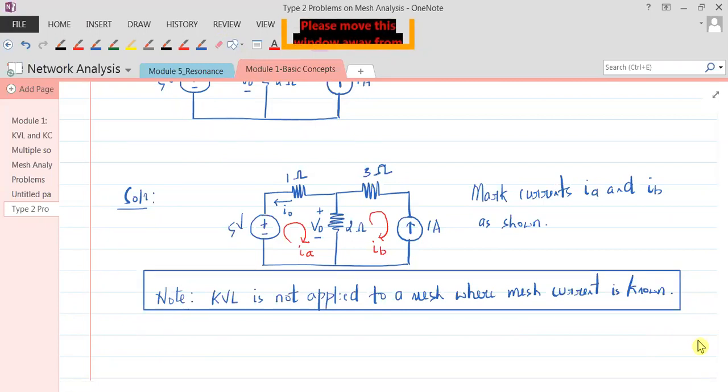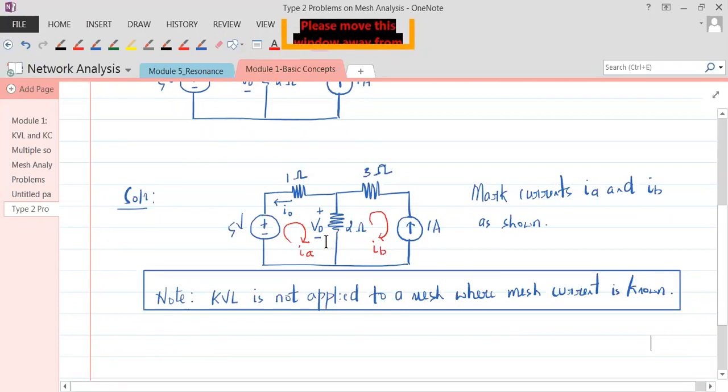Now let's understand this. There is IA. Do we know IA? No. Now come to mesh 2. We have marked IB and there is a current source here. Where is this IB flowing? Don't you think this IB is flowing through these 3 ohms? Yes. IB is flowing through these 2 ohms as well as 3 ohms, and in this branch also it will come. So IB is flowing to the right in this branch, whereas this 1 ampere is flowing to the left.